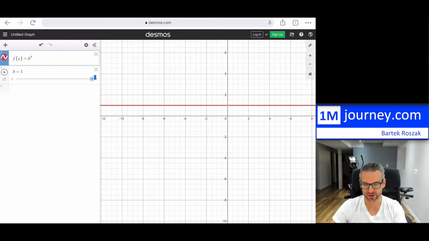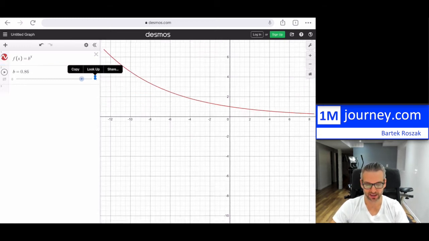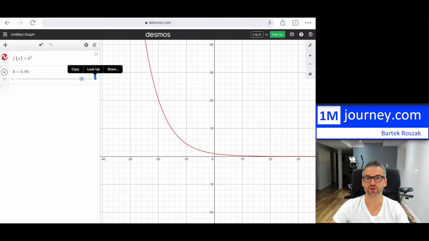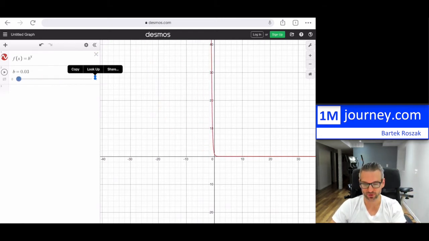But anything else in between, all of a sudden it starts to look like an exponential, but it blows up this way. So this is really neat to be able to see that. All right, so that's the first one that we have.